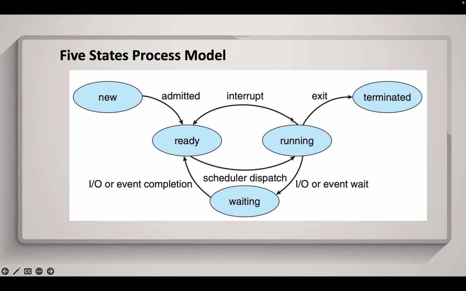Suppose when the process is running, it may be interrupted by software or hardware. At that time the process will be moved from running to ready by the interrupt. When the process is running, once it completes its operation, it will be moved from the running state to the terminated state. So it goes from new to ready, ready to running, running to terminated, or running to waiting, waiting to ready, ready to running, and so on.